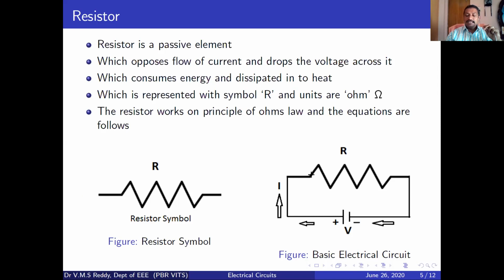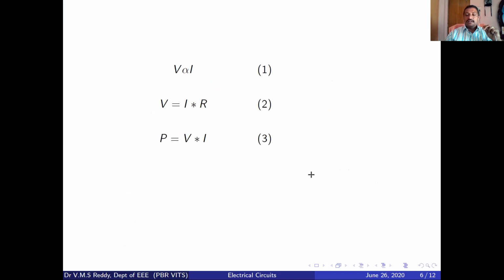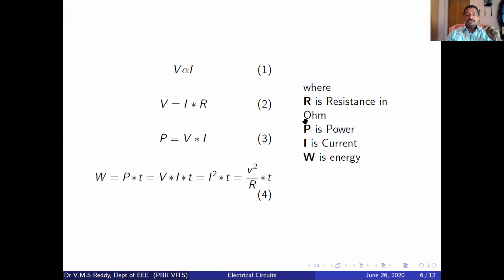That magnitude is I square R T or V square by R into T. This much is consumed or dissipated. So we classify that among the passive elements, the resistor is an energy consumed or energy dissipated element. So here, what is the value of R? What is the value of T?